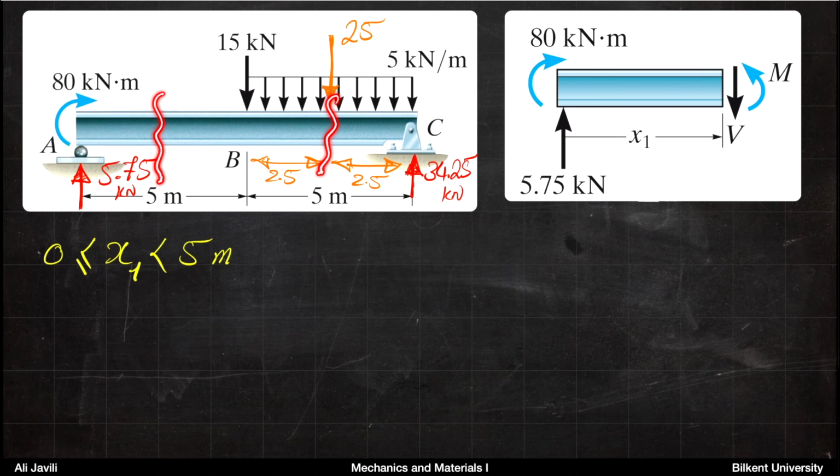You can imagine, because you have a single force here, and then you have a distributed load, which does not come all the way to A, you would have different distributions or different functions. For that matter, basically, we will split this into two parts. In the first part, we call that coordinate x1, and x1 is from 0 to 5 meters. So it's basically from A to B.